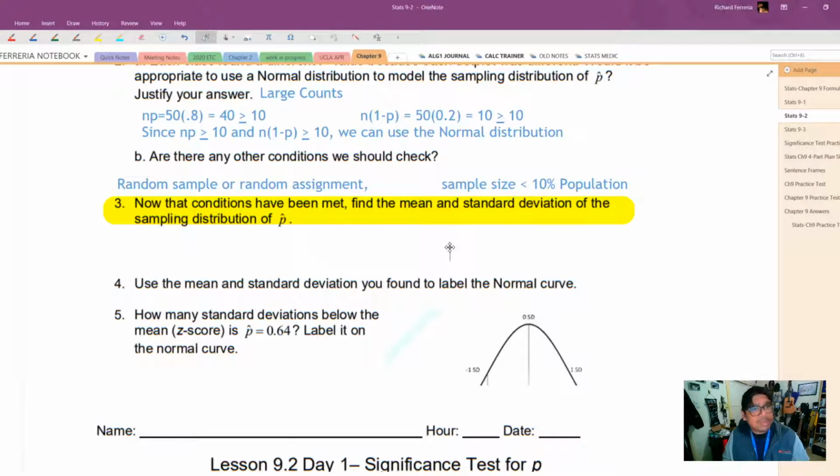Well, now that those conditions have been met, let's find the mean and standard deviation for the sampling distribution of p hat.